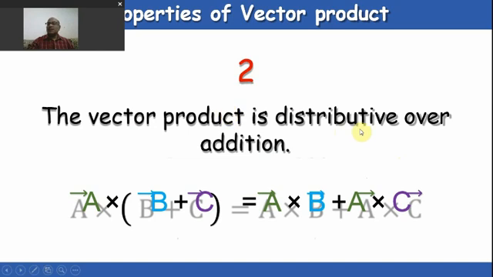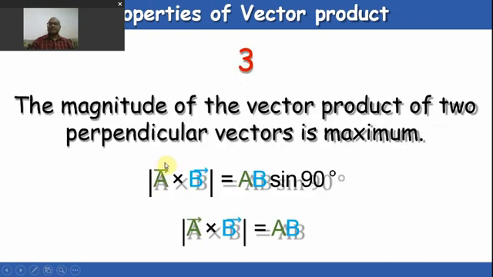The vector product is distributive over addition. It is a simple result, because the cross product will be applicable once for B and then for C. So A cross (B plus C) is equal to A cross B plus A cross C.